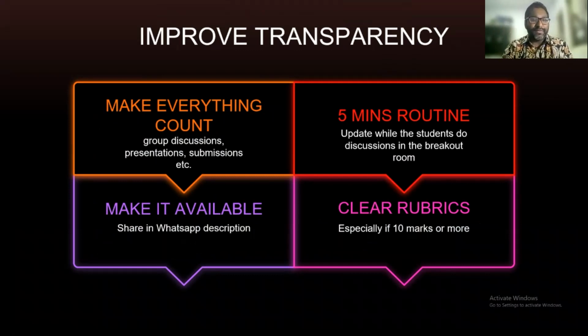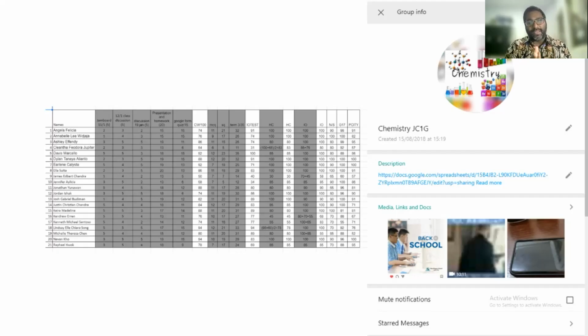What I do is share it in my WhatsApp group description. Later I'll show you. And whenever you have anything that is going to be 10 marks or more, make sure you have clear rubrics for it so that the students know what they are going to be assessed on. You can see this is one example. In my WhatsApp group, I put it under description. This is after I edited the mark sheet for term 2.